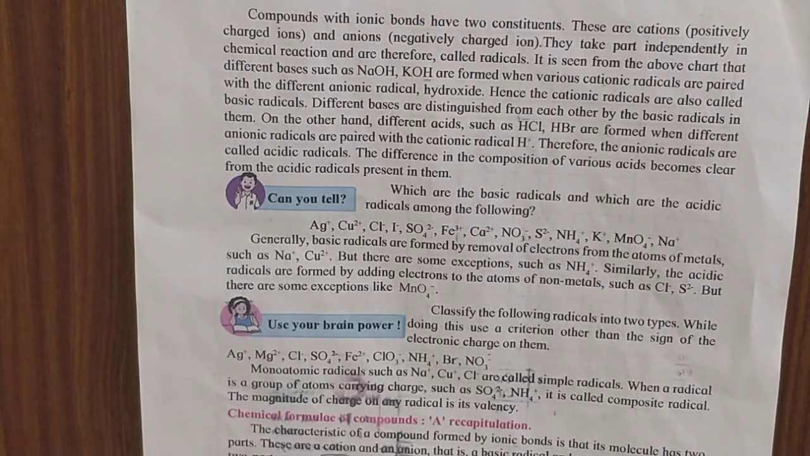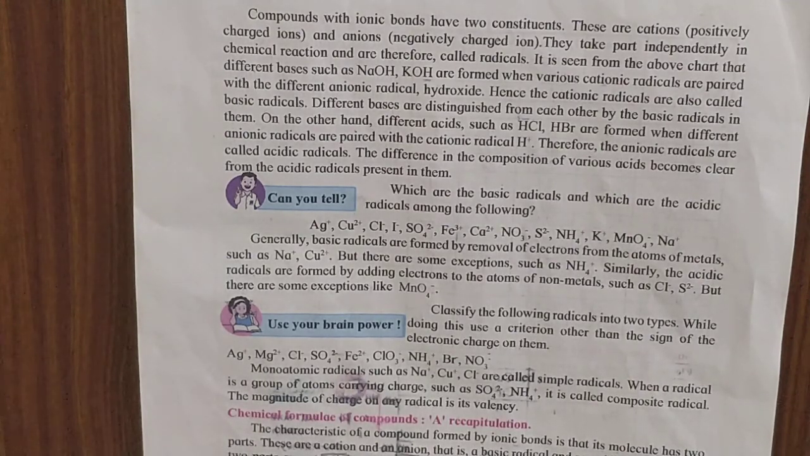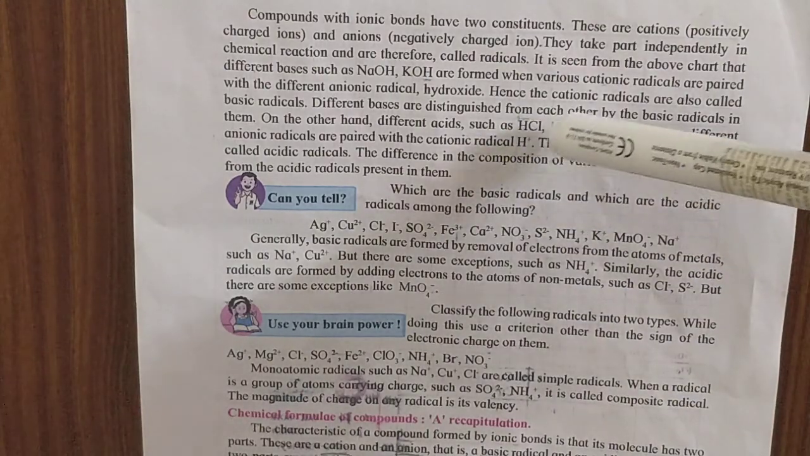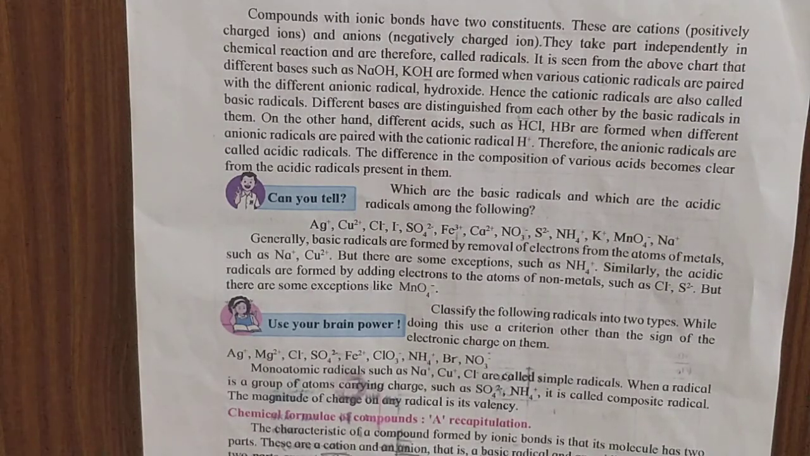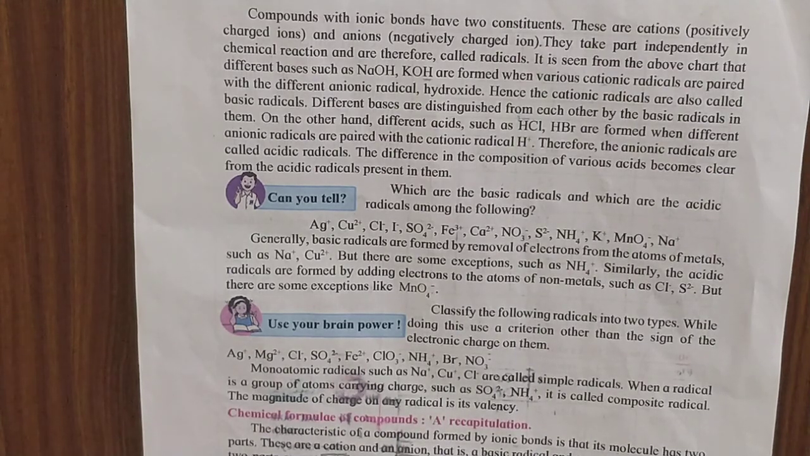On the other hand, different acids such as HCl and HBr are formed when different anionic radicals are paired with the cationic radical H plus. So anionic radicals Cl minus and Br minus are paired with the cationic radical H plus. Therefore, anionic radicals are also called acidic radicals. You have to remember this always: cationic radicals are also called basic radicals, and anionic radicals are called acidic radicals. The difference in composition of various acids becomes clear from the acidic radicals present in them.